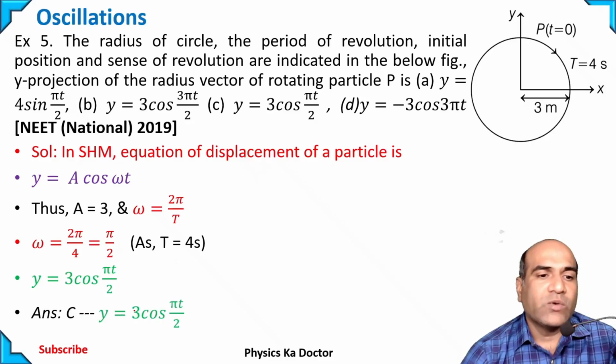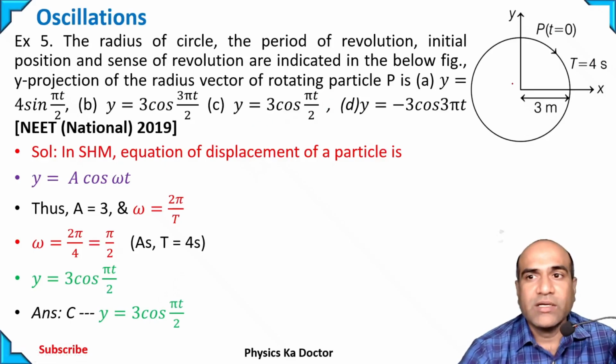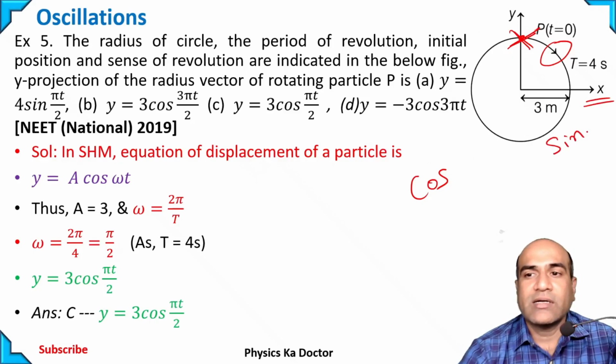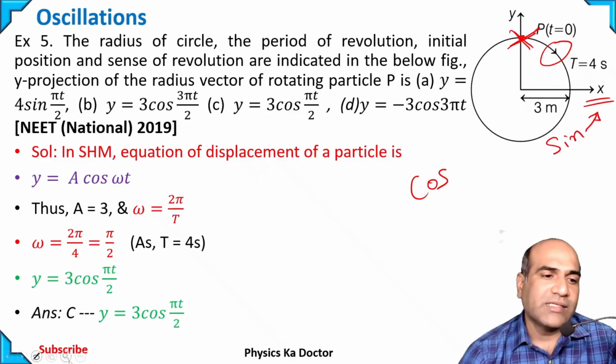Y equal to 3 cos(pi t by 2). Answer is C. The reason is that you can see the arrow is starting from y. On the y axis it represents cos and the x axis represents sine. That is the reason that sine is taken.